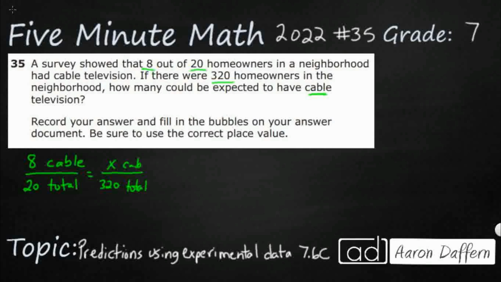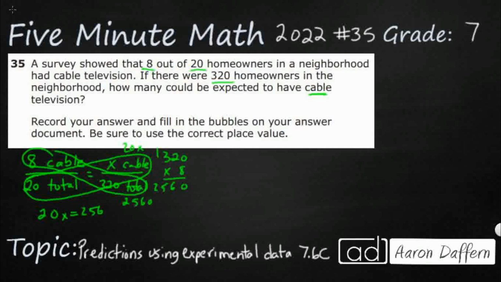X number had cable. If we set it up like this, we've got 2 options using this proportion. We could do a little cross multiplication. So let's do that: 8 times 320. Let's see, 320 times 8 is going to be 16, 24, 25, so that's 2560, which should equal this, which is just going to be 20x, because we don't know what that x is.